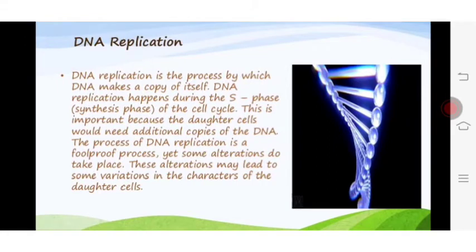So let us once again revise what happens during DNA replication. DNA replication is the process by which DNA makes a copy of itself. DNA replication happens during the S phase of the cell cycle. This is important because the daughter cells would need additional copies of the DNA. The process of DNA replication is foolproof, yet some alterations do take place. These alterations may lead to some variations in the characters of the daughter cells.